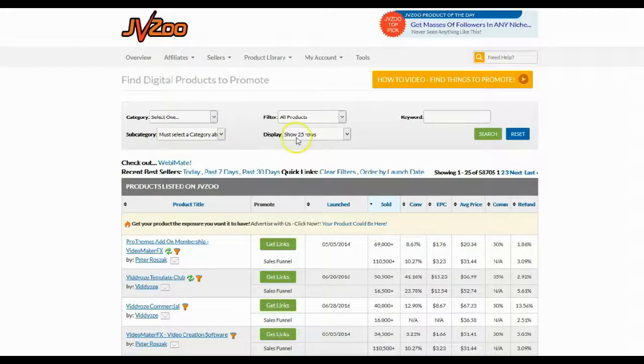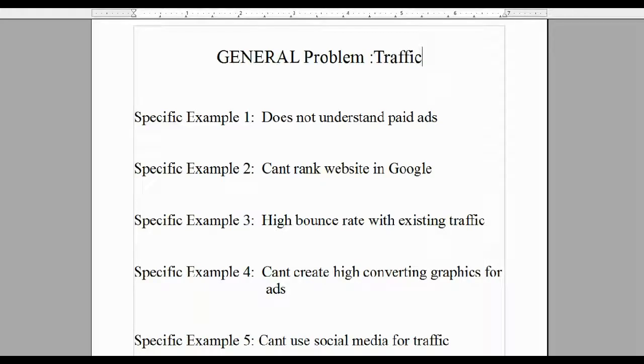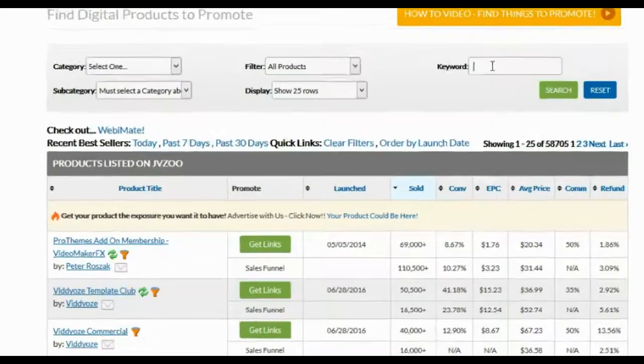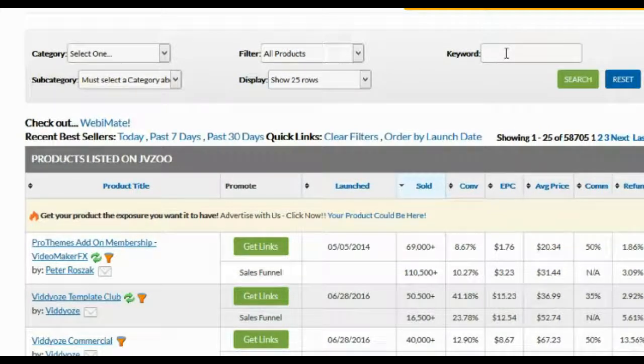Now this will show me the products that are currently listed on JVZoo, and I can search by category or subcategory. I can filter by product types, but what I want to do besides browse here is I want to actually search via keyword. So if we go back to my worksheet here, one of the specific problems was people can't rank a website inside of Google. So now I'm going to go over to JVZoo and I'm going to start searching for products that might be related to that. And in order to do that, I'm going to search for words that might be related to that. So for example, ranking in Google is SEO. So I'm going to search for SEO. I'll just type it in here and I'll click on the search button.